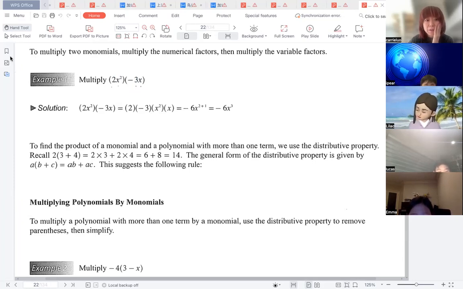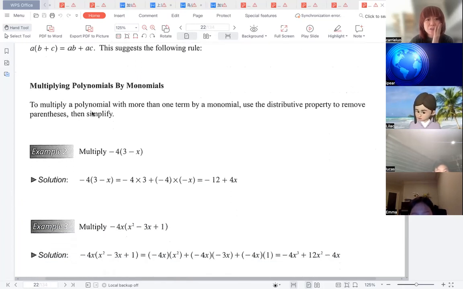So if you have more than one variable, how are you going to do it? Let's just do the first one first, okay? So we have -4 times 3 equals -12. Correct? -4 times x equals positive 4x. Okay, so let's take a look at number 3. So example 3. -4x times x squared equals -4x power 3. -4 times -3x equals positive 12x squared. -4x times 1 equals -4x.